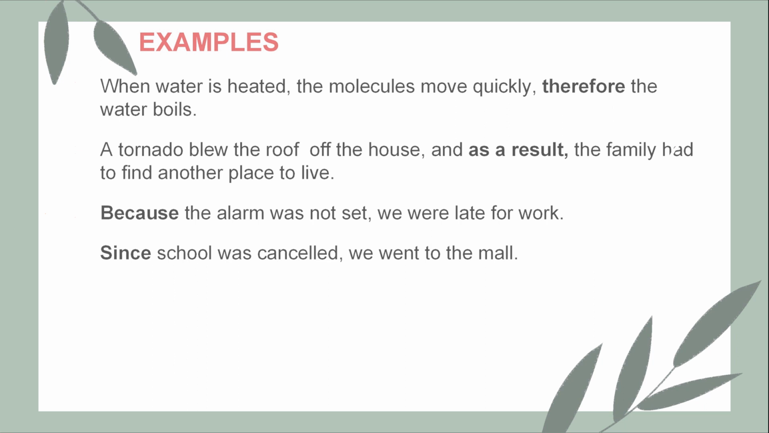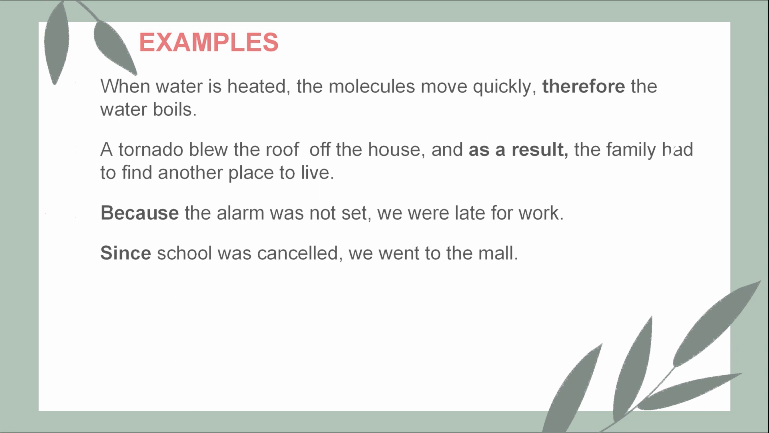The next example: a tornado blew the roof off the house, and as a result, the family had to find another place to live. The second sentence used the conjunction as a result. And the third one: because the alarm was not set, we were late for work. Here, the conjunction because is put at the beginning of the sentence, and to continue with the effect, here we have a comma.